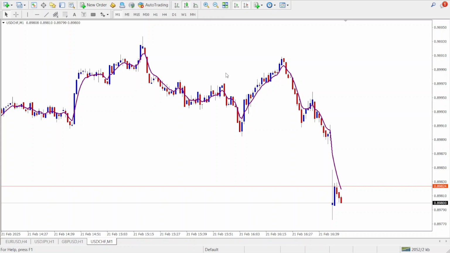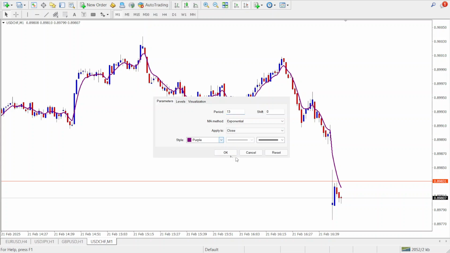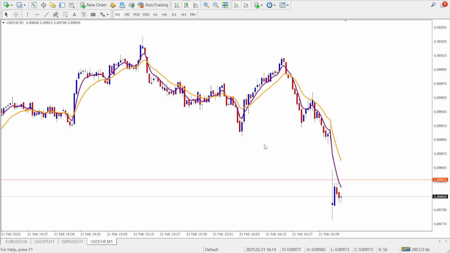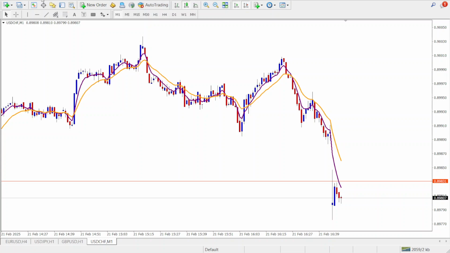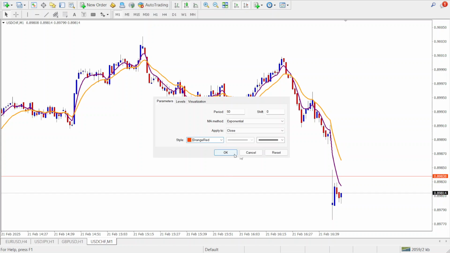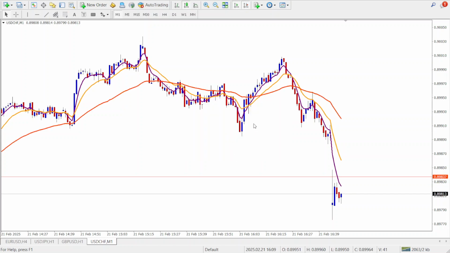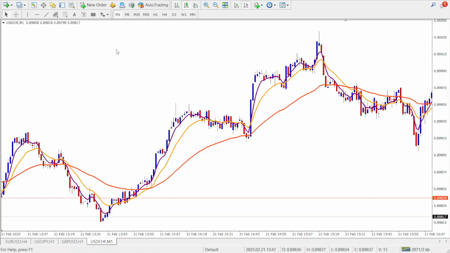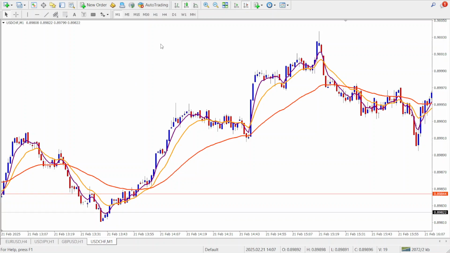We're also going to be using the EMA 13, which is the medium-term trend confirmation. And finally, we're going to be using the EMA 50, which is the long-term trend filter. So these 3 EMAs help us identify trend direction, pullbacks, and entry points while filtering out market noise on the 1-minute time frame. Let's break down exactly how to set it up and trade it.